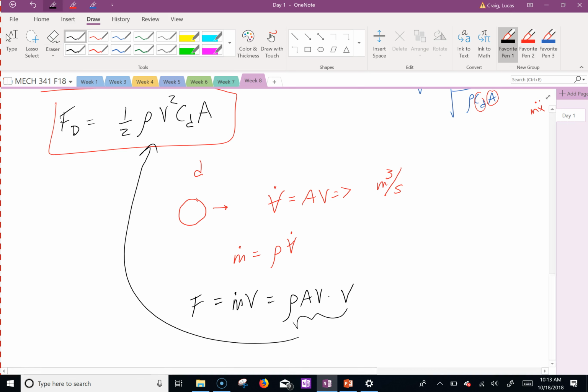Well, what is 1/2 in CD? Those are just constants. When they did these experiments, they started with this equation and realized it didn't work. But they found that different shapes were kind of consistent. So this 1/2 times CD is just a correction factor for different shapes. Okay?